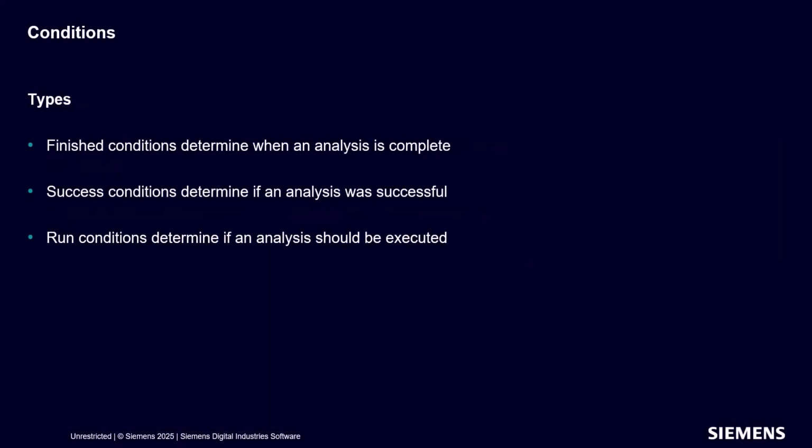There are three types of conditions in HEEDS. Finished conditions can be used to determine whether an analysis is complete or continues to run. Upon completion, this signifies to HEEDS that the analysis is done and the next steps related to the analysis and/or workflow can commence. Success conditions define whether the completed analysis was successful, a valid design, or unsuccessful, an invalid design that should be marked as an error. Lastly, run conditions, which are the focus in this video, determine whether or not an analysis should be executed.